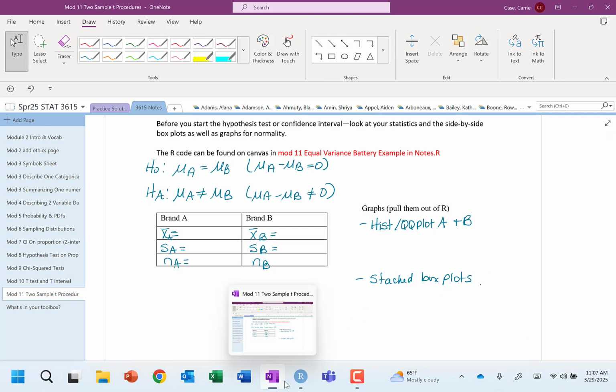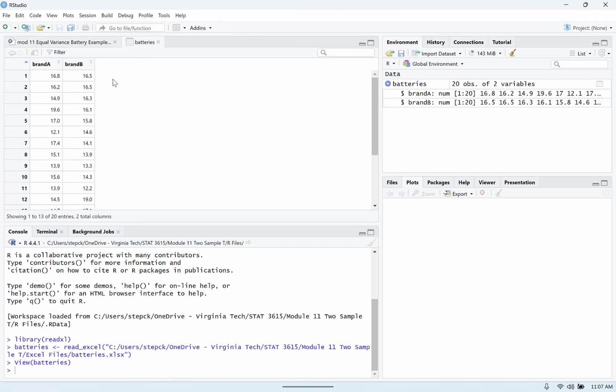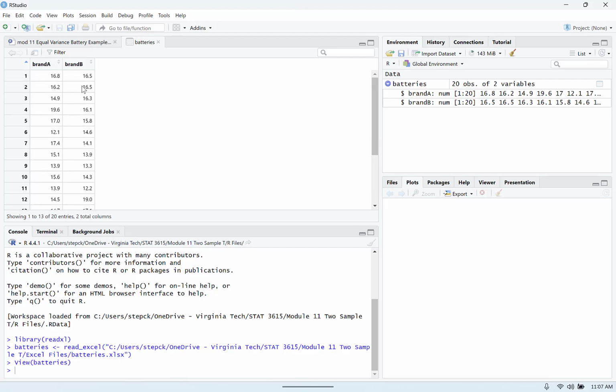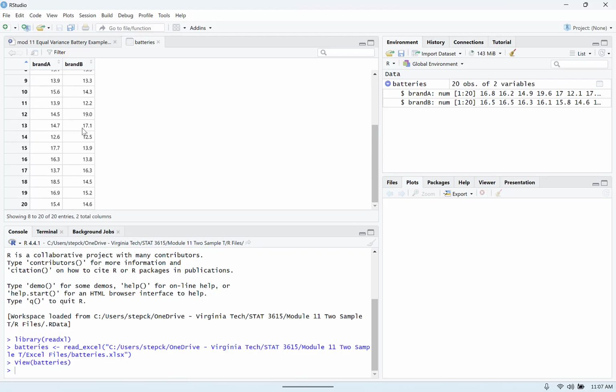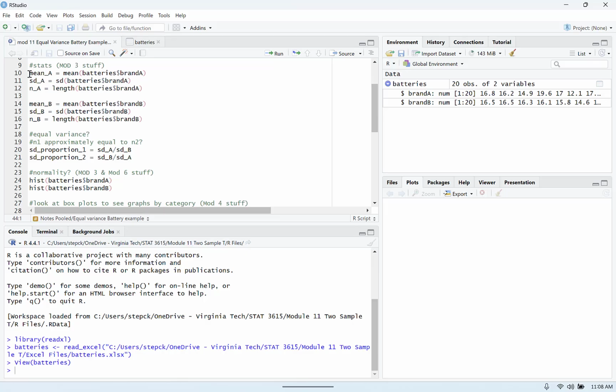So let me move to R. I've already imported my data, and we're going to quickly look at this data. So there are 20 observations of two different variables. The variables are brand A and brand B, both of which are numerical because we have how long they lasted. Brand A has a bunch of battery numbers, how many hours they lasted, and brand B has how many hours they lasted. And I pulled that data in, and so now I just want to calculate my statistics.